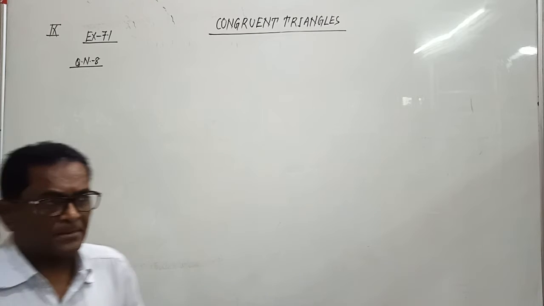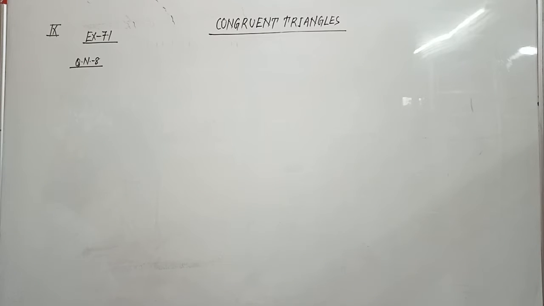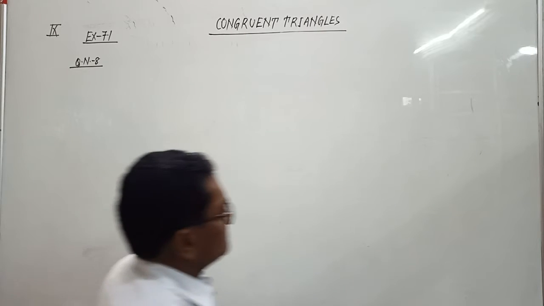Continue the chapter congruent triangles. There was one question remaining. Last question, question number 8. In a right triangle ABC, right angle at C.